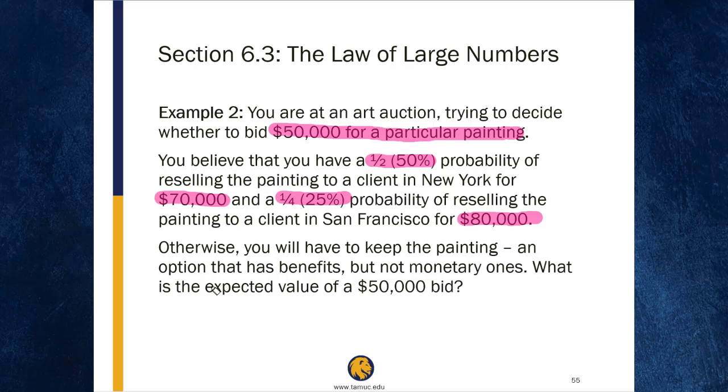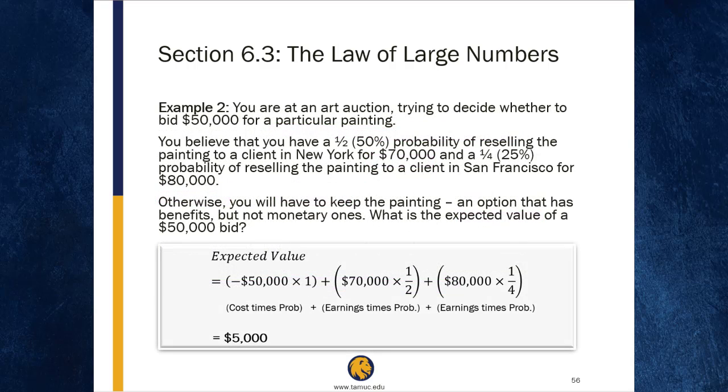So what would the expected value be of a $50,000 bid? Knowing that you might be out that $50,000, or maybe be able to resell it for different prices, but with different probabilities of actually being able to sell it. The way we do the expected value here is, first off, we start with negative $50,000, because that's how much the payout will be to actually purchase the painting. So that's a negative amount times 1, because if we buy the painting, then it's a certainty.